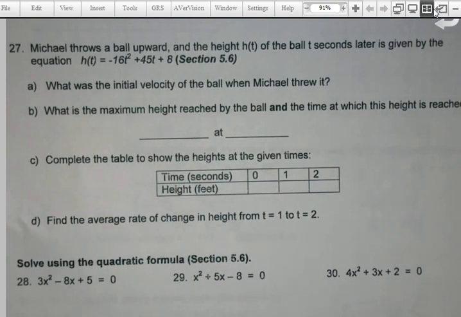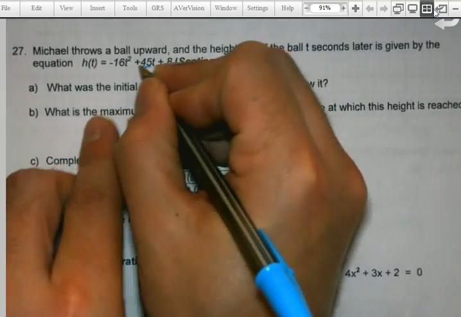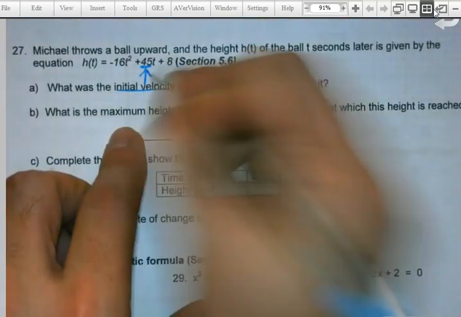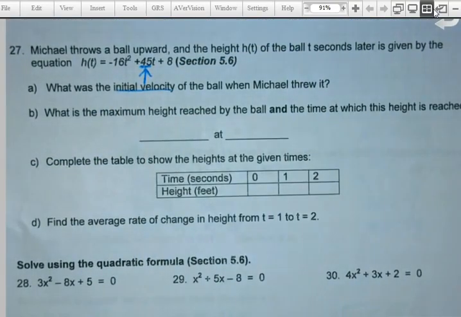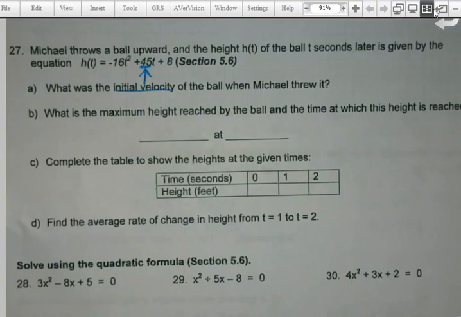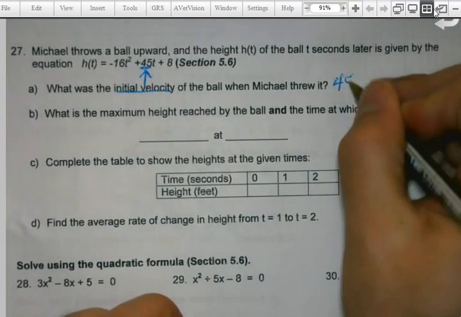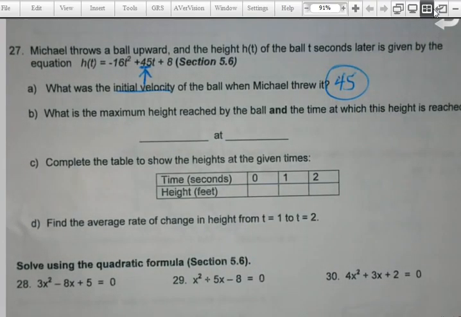So Michael throws the ball upward. The height of the ball t seconds later is given by this equation. What was the initial velocity of the ball? Okay, initial velocity is always going to be found in front of your t term or your x term. There's nothing to calculate. You just have to know where it is. So that's going to be 45.